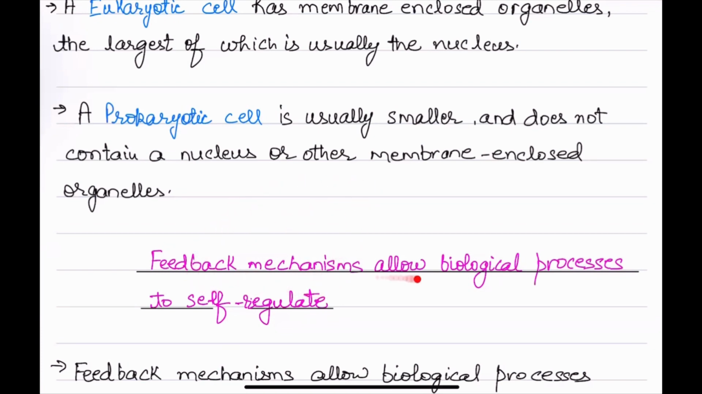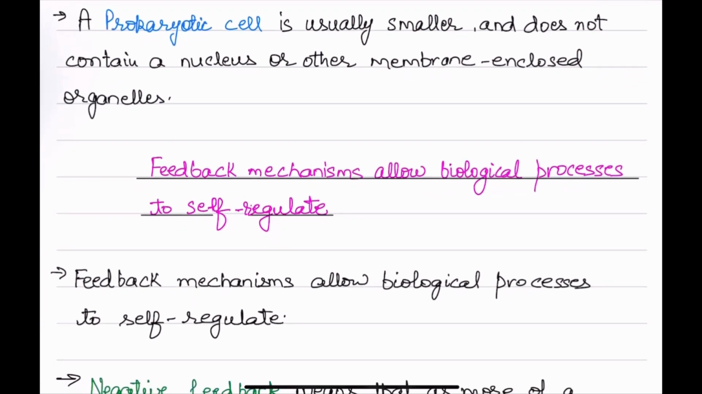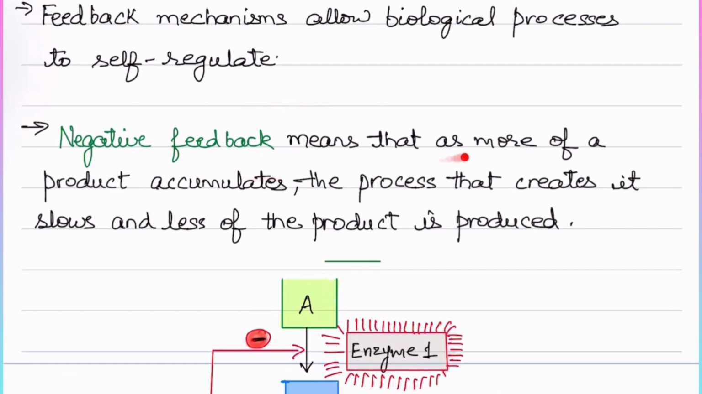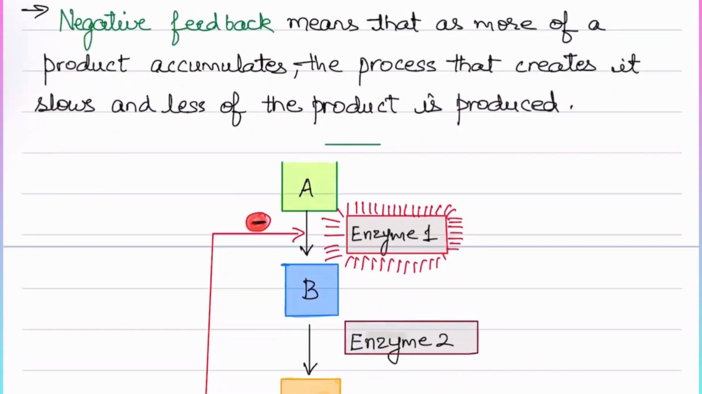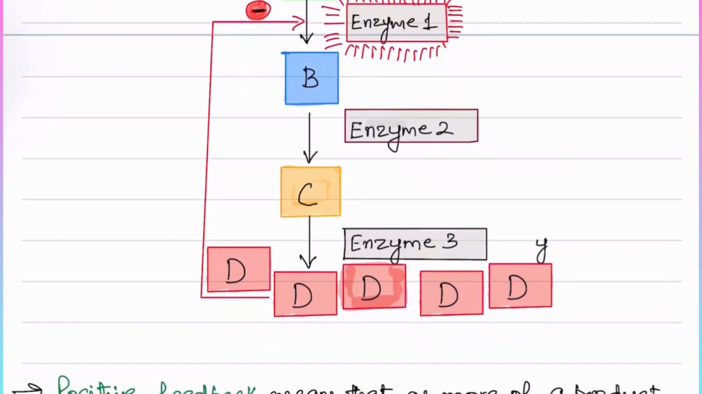Feedback mechanisms allow biological processes to self-regulate. In feedback regulation, the output or product of a process regulates the very process. Negative feedback means that as more of a product accumulates, the process that creates it slows and less of the product is produced. It's a loop in which the response reduces the initial stimulus. For example, in insulin signaling, the uptake of glucose by the cells decreases blood glucose levels.